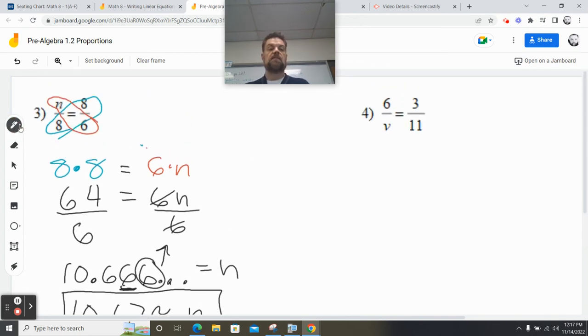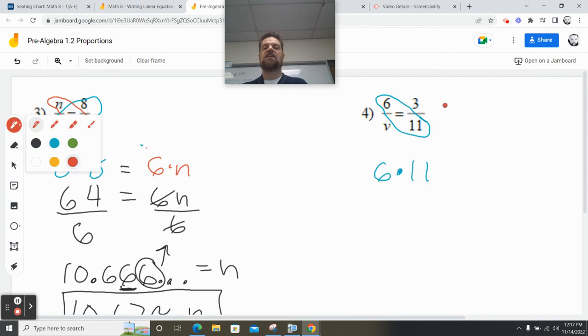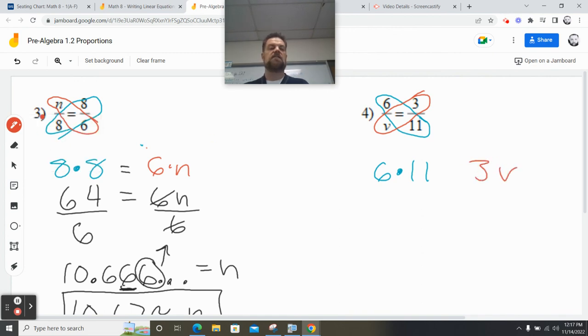Okay. Somebody tell me what I'm going to do. Cross multiply. So on one side, it's 66, but let's write out each step. It's 6 times 11. Then on the other side, I've got 3 times v, right? What's 6 times 11? 66. And then that's equal to 3v.